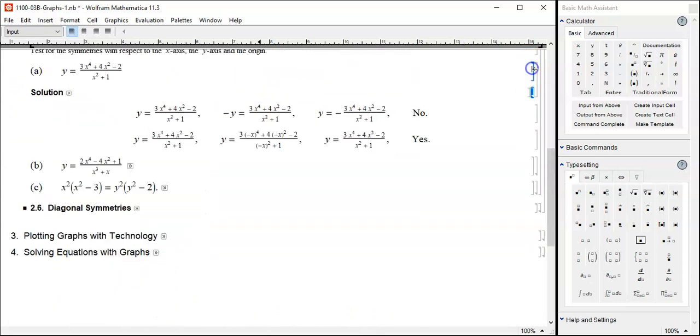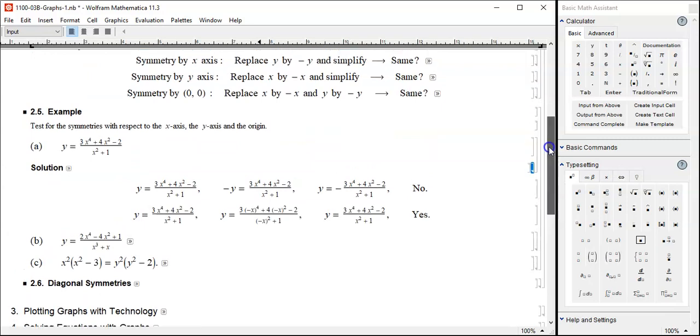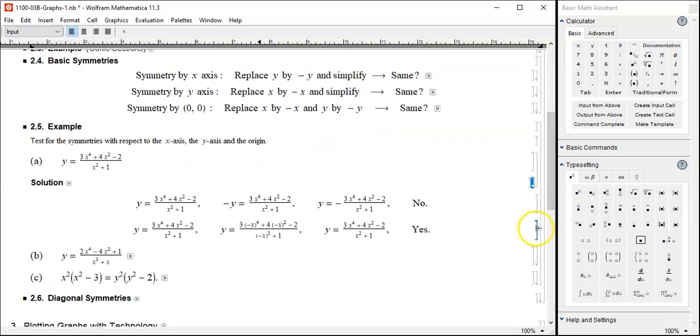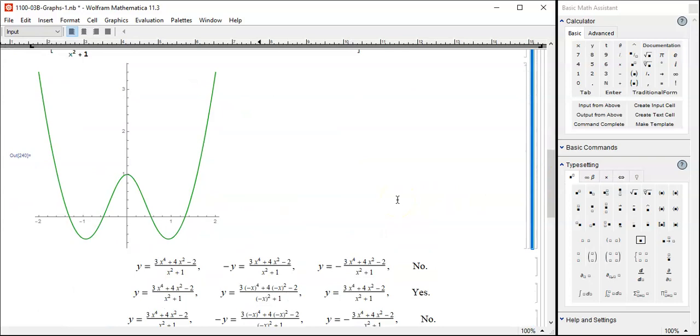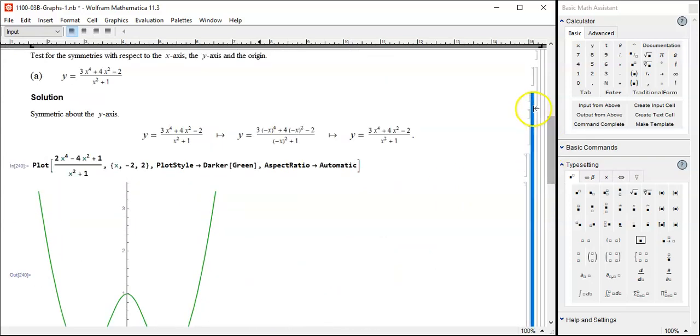You can see that. Symmetry by the origin, and we'll have to switch both of them. So y is that, and then negative y is equal to all that. Switch both x and y, and then this one is same as before. So negative y is that, and flip this negative to the other side. And no, that doesn't work. You can see that algebraically. In terms of graphics, yes, no symmetry with respect to the origin.